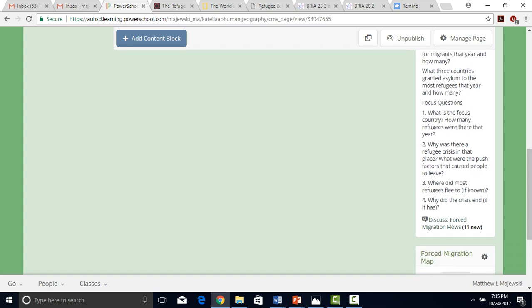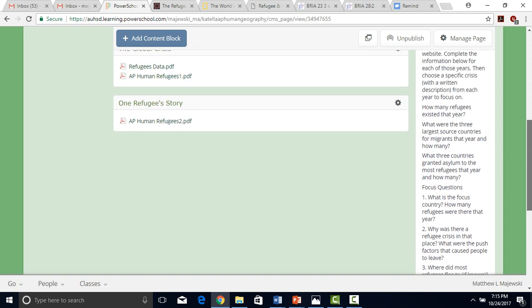Then we're going to zoom in and focus on a particular country. We have to answer questions about a specific country for each of the years we've selected. What is the focus country? How many refugees were there that year? Okay. Why was there a refugee crisis in that place? What were the push factors that caused people to leave? And where did most refugees flee to, if known? And why did the crisis end? Okay. Well, this seems simple enough.